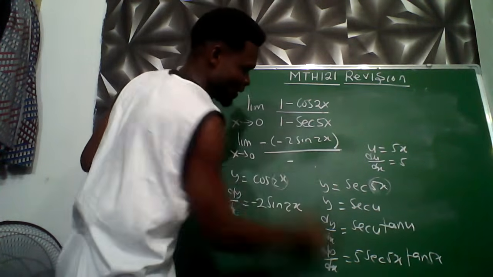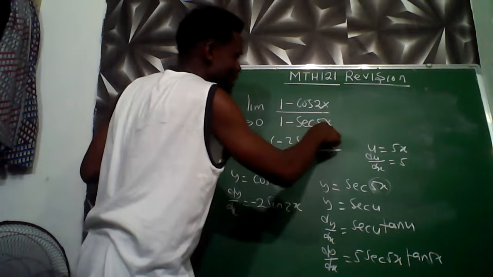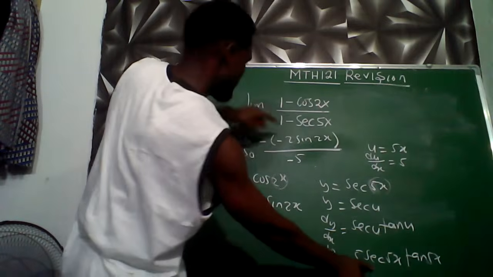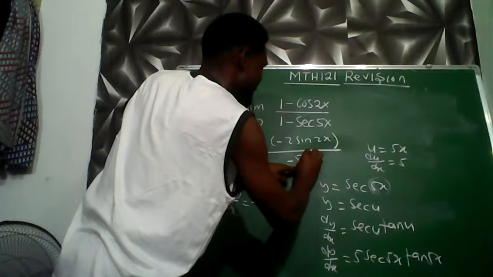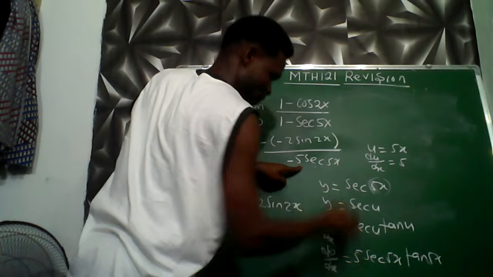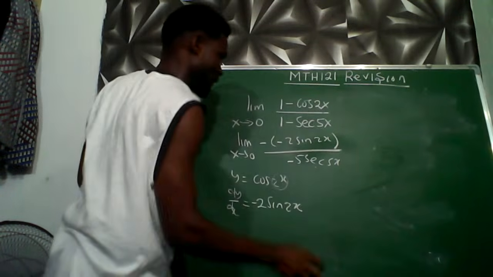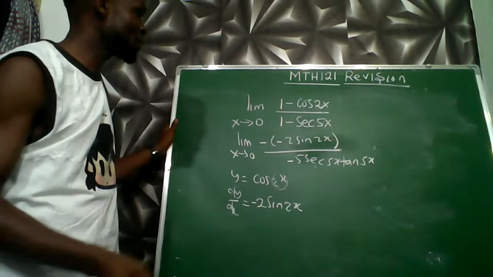So this is minus 5. Remember, after differentiating 5x, you have minus 5. Then this minus here is this. Then this 5, look at it. Then sec 5x tan 5x.